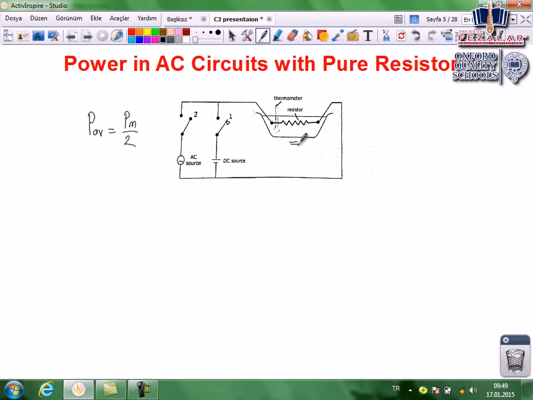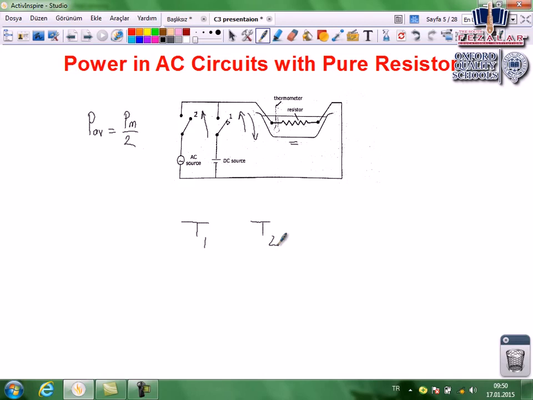Two sources, AC and DC, are connected in parallel to the resistor. Initially we will close switch 1, then direct current flows in the circuit. When we measure the temperature, let's say this is T1, the temperature of water when DC is connected. Then we will open switch 1 and close switch 2. Then alternating current flows in the circuit, and let's say the temperature of water is T2 when the AC source is connected.